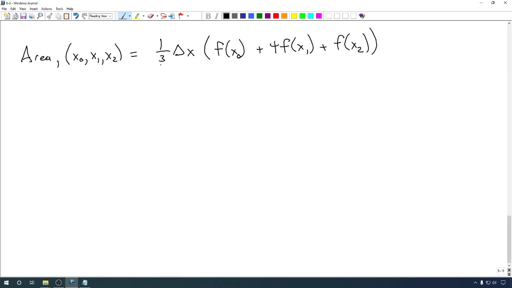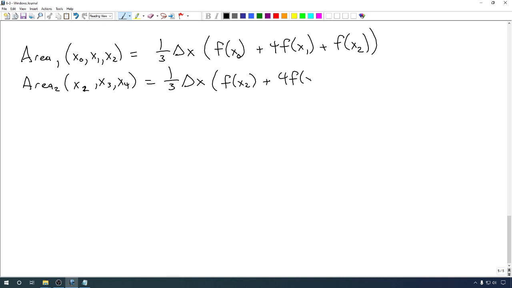So 1/6 becomes a 1/3. Moving on to the second area, we're using x2, x3, x4. We have a very similar formula. We're just changing which of these we're going to have in here. We're going to have f of x2 plus 4 times f of x3 plus f of x4. And we could continue with this. It just keeps going. Then we add all these together, and we get an approximation for our area.